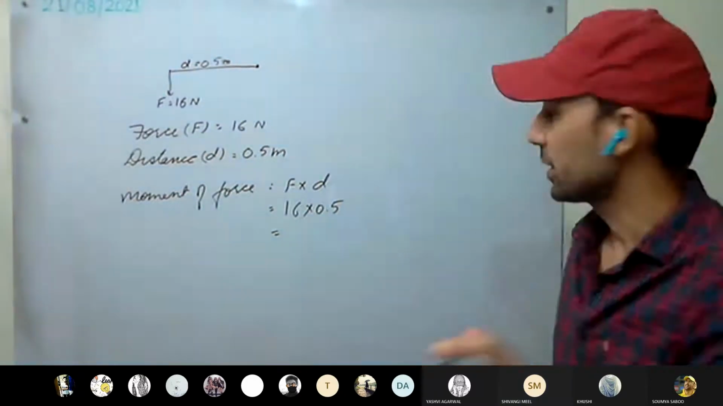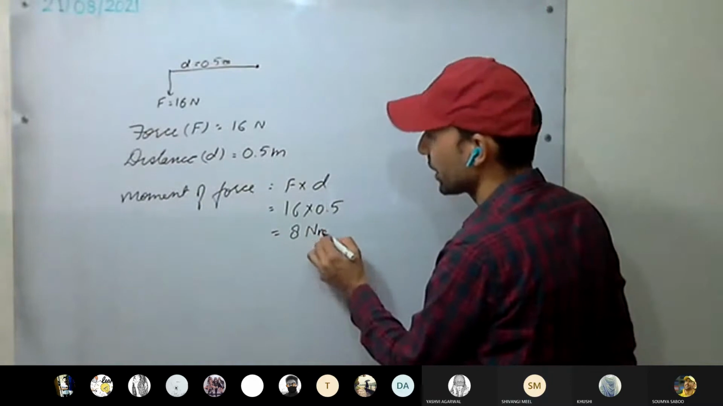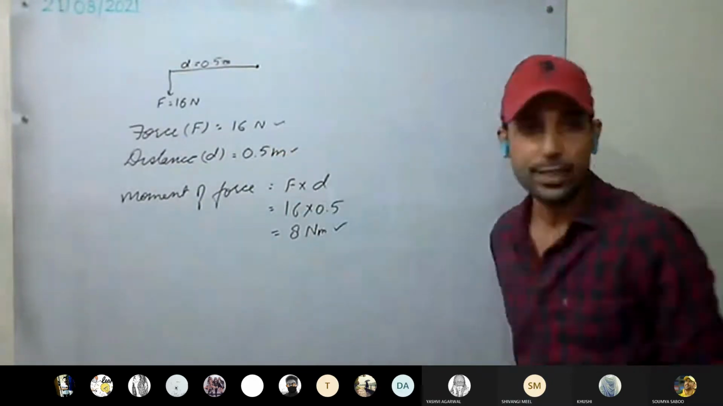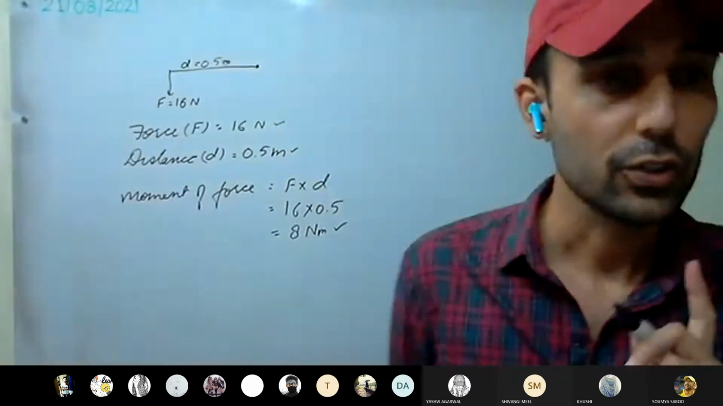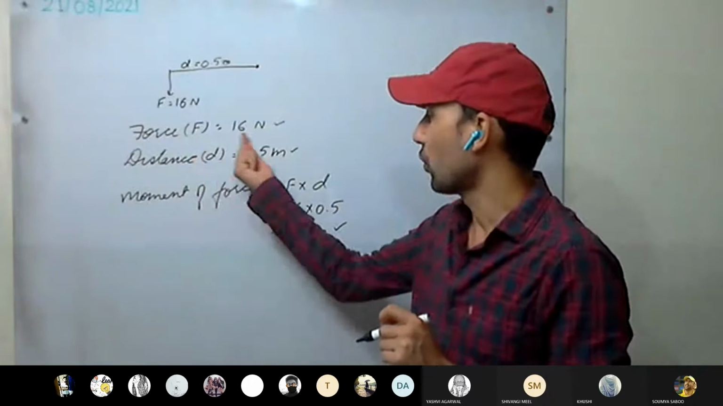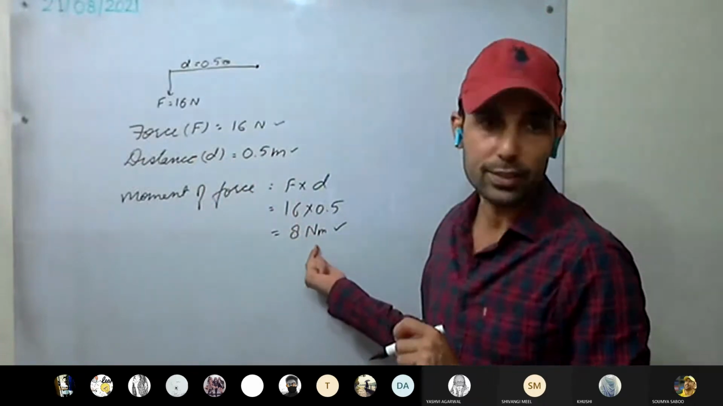8.0, 8, and the unit will be Newton meter. Always check the units. SI unit, Newton meter. 8 Newton meter. So this way you must do the numericals. Write what is given first: force F is this one, distance is this one. Write the formula and then calculate it.